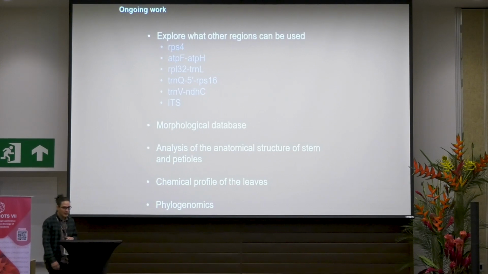What is next? We are exploring another region or markers to get more resolution, because in some parts of our preliminary result we don't have a well resolved branch, and we are looking for some region that can give us more information. In this case, one of the recommendations was RPS4. And then we are working on the morphological database, but we also want to include anatomical structure of the stem and the petiole, and also the chemical profile of the leaf.